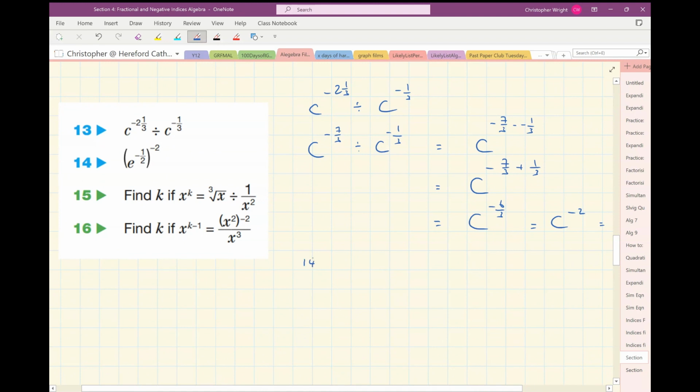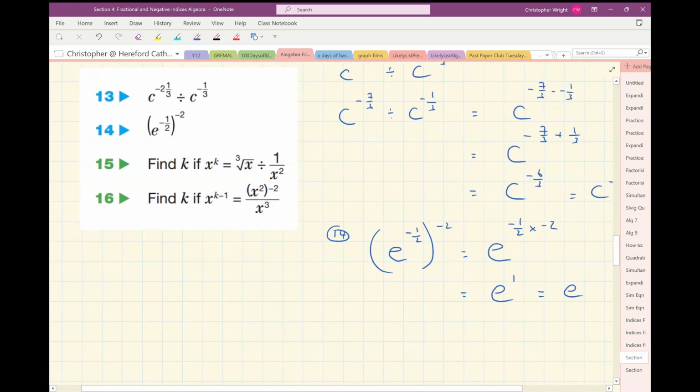Right, do that here. I've got e to the power of minus 1/2, to the power of minus 2. Well, that is simply e to the power of minus 1/2 times minus 2, which is e to the power of, minus times minus is a plus, and 1/2 times 2 is 1. E to the power of 1, e. Right, number 15.